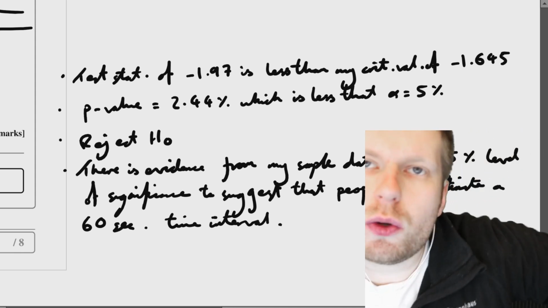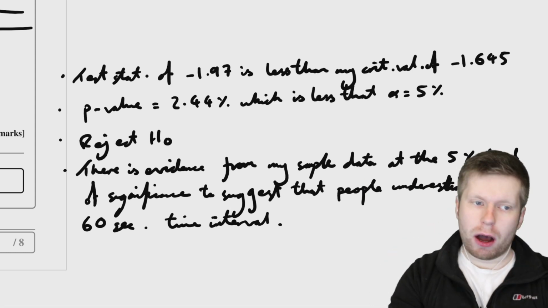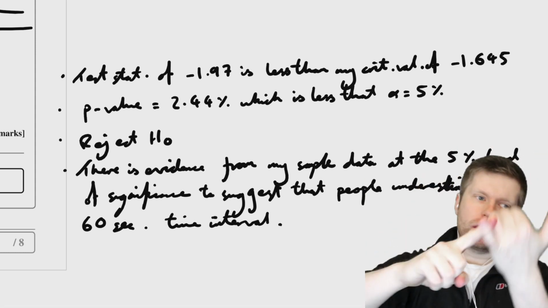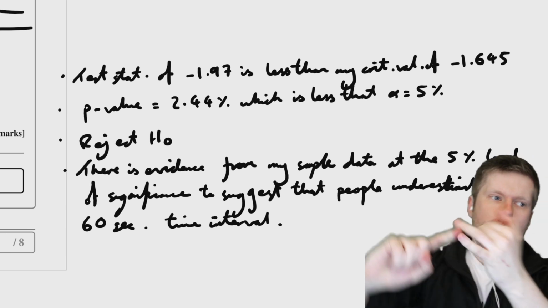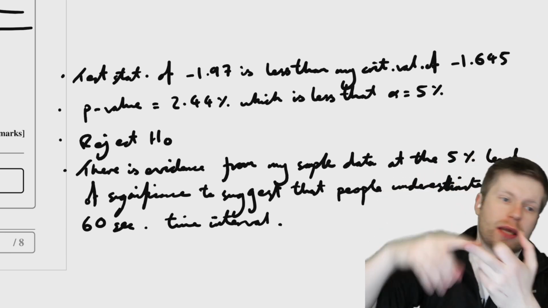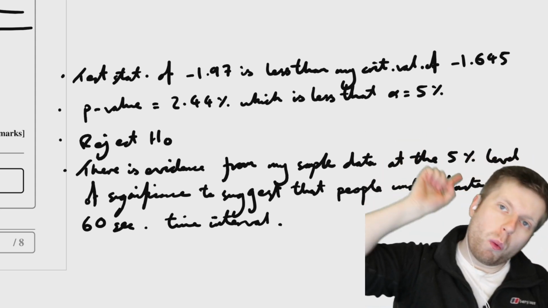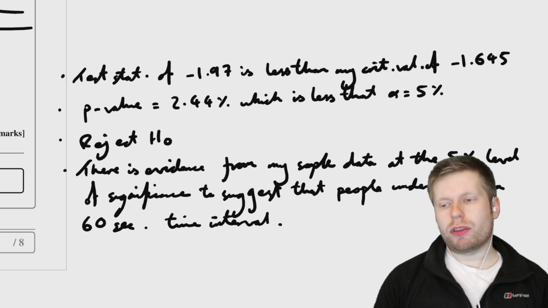So just remember, the way you do a conclusion, people always get kind of worked up about the conclusion. It's not that hard. Do it in 4 stages. Number 1, test statistic related to the critical value. Number 2, p-value related to the level of significance. Number 3, do you reject the null hypothesis or fail to reject the null hypothesis? Number 4, what does that mean in the context of the question?